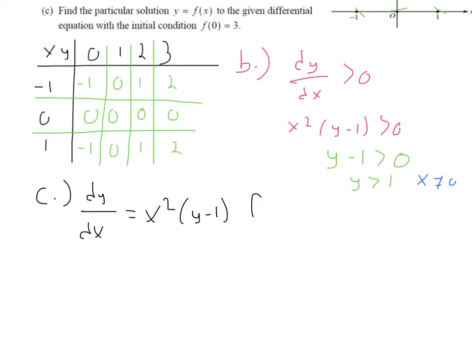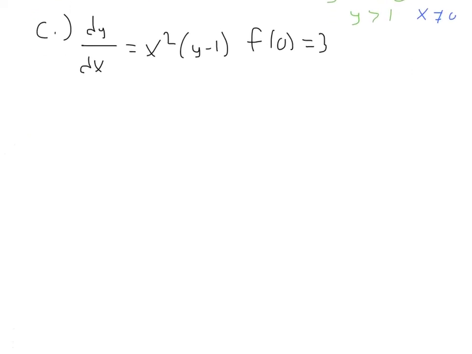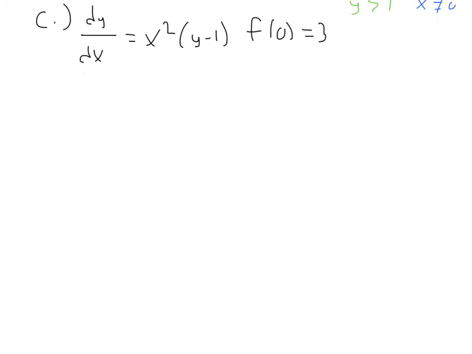And our initial condition is f of 0 is equal to 3. So our first step, let's separate these variables. If we want to separate these variables, let's divide both sides by 1 minus y. So we get 1 over y minus 1 dy is equal to x squared dx. And we're ready to take the antiderivative of both sides.